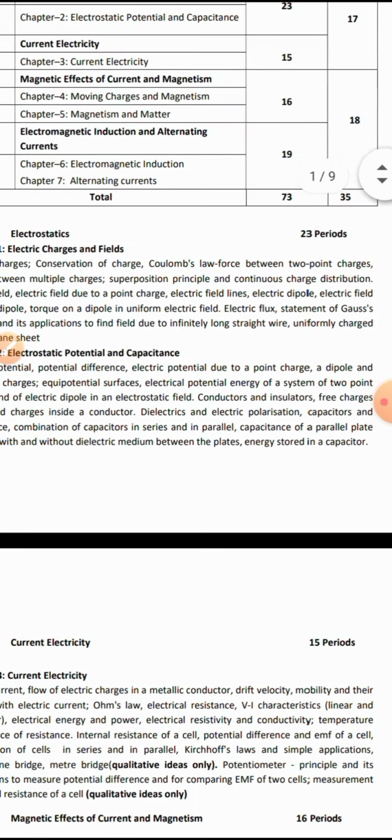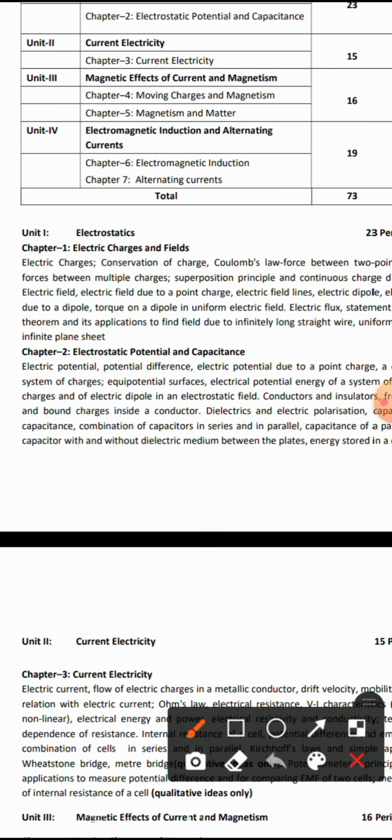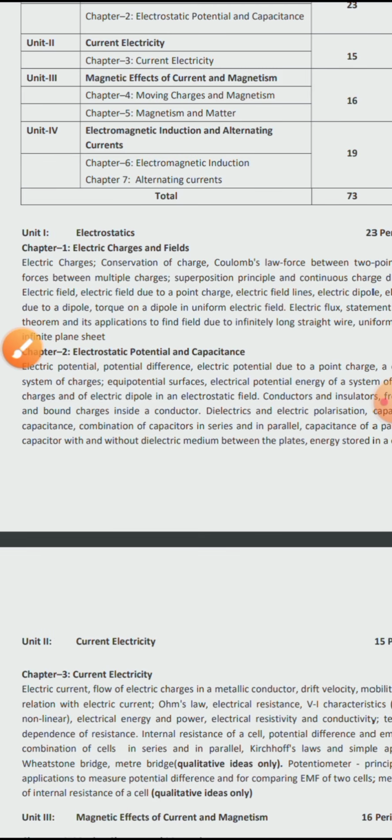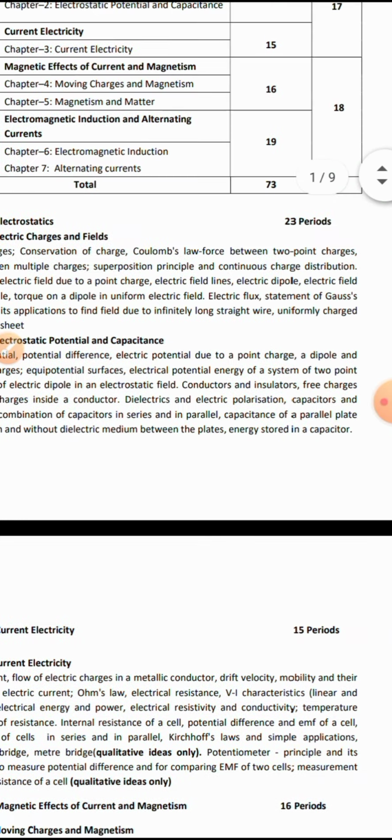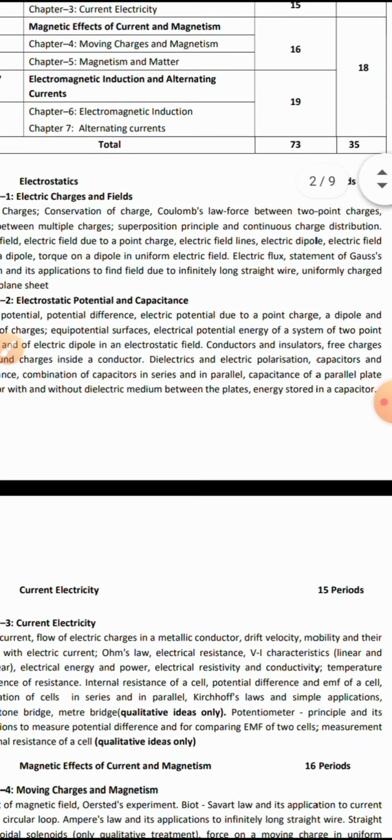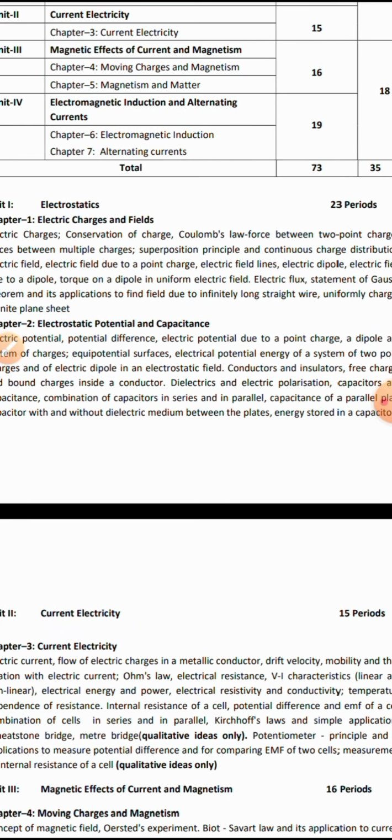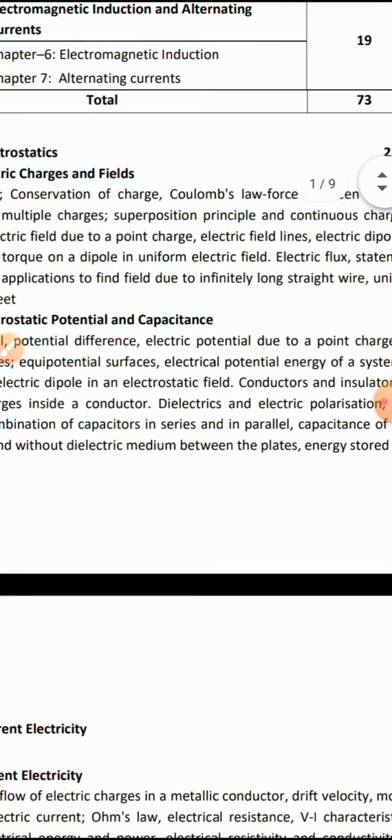Unit 1, Electrostatics. Chapter 1, Electric charges and fields. Electric charges, conservation of charge, Coulomb's law: force between two point charges, force between multiple charges, superposition principle and continuous charge distributions.